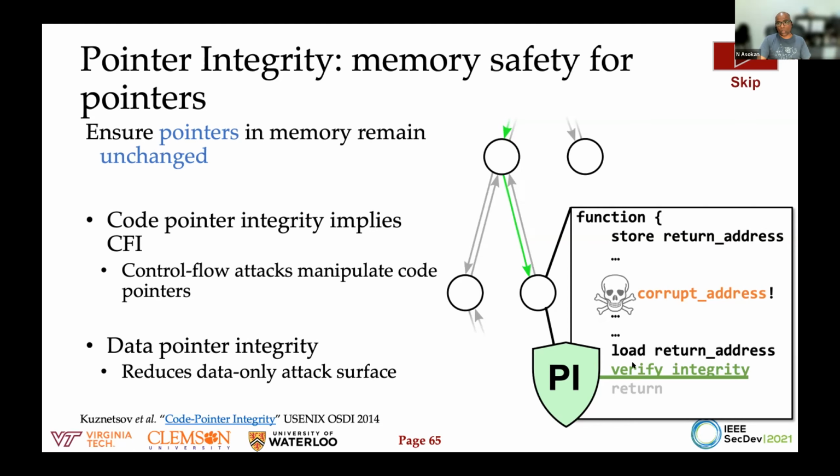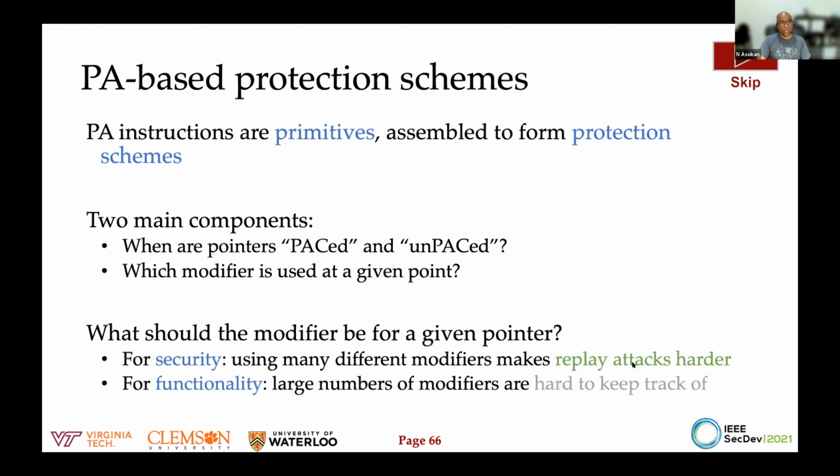So ARM and Qualcomm have a white paper that showed how you can do return address protection, but presumably, conceivably, you can see that this is a powerful primitive. You can use it for other things as well. So given that it's a primitive, you need to decide two things, right? You need to decide when the pointers are packed and unpacked? When are you going to compute the authenticator? And when are you going to verify that the authenticator is correct? And then you need to decide what is the modifier.